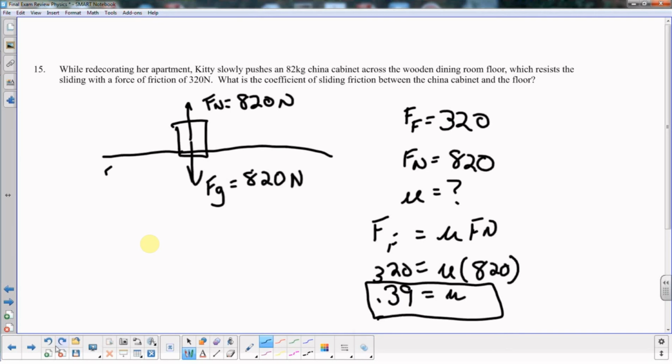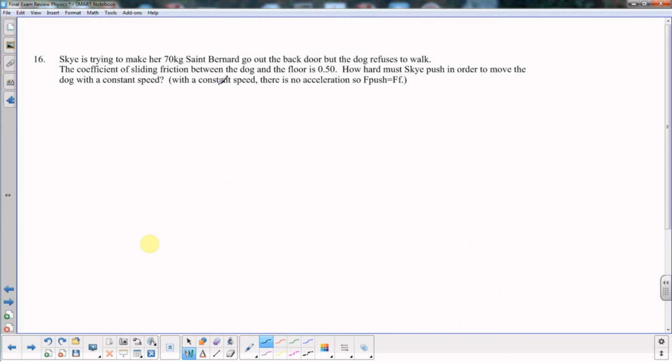A 70 kilogram St. Bernard goes out the back door, but the dog refuses to walk. Coefficient of sliding friction between the dog and the floor is 0.5. How hard must Skye push the dog in order to move the dog with a constant speed? That's really, really important. The fact that it's a constant speed means there is no F net. So she's not pushing harder one way and the dog pushing not as hard the other way. Everybody's pushing exactly even. That's why we're saying, so no acceleration, so the push force equals the frictional force.